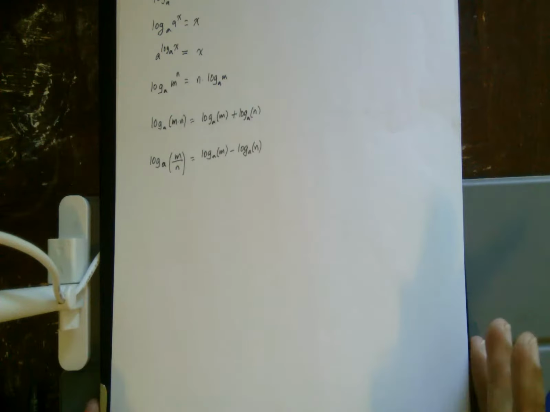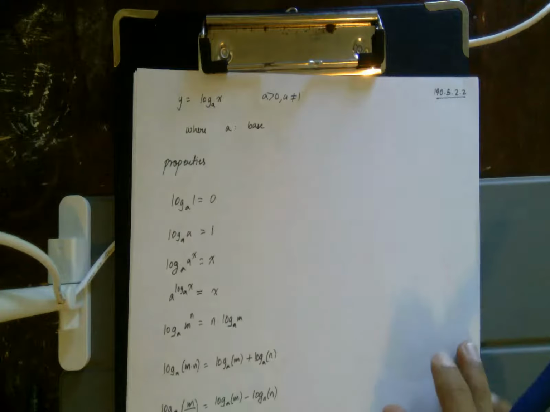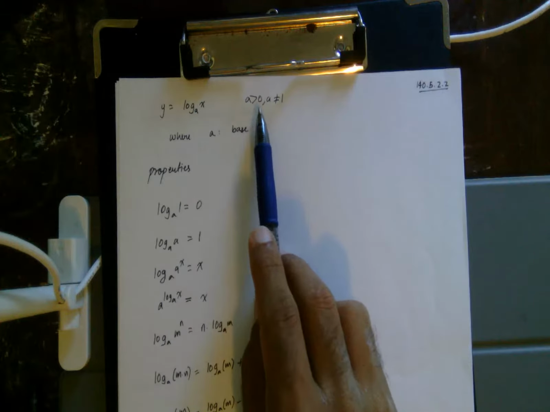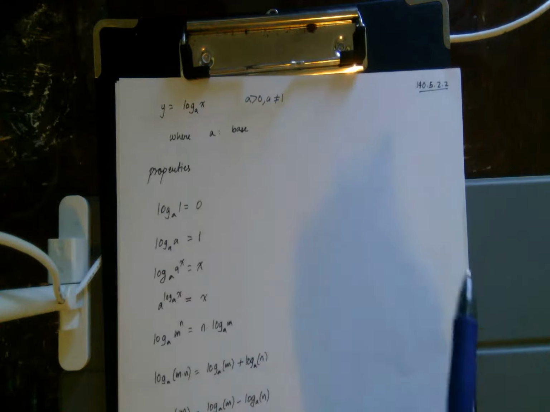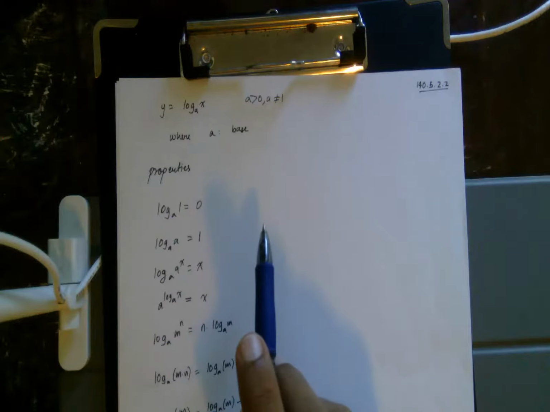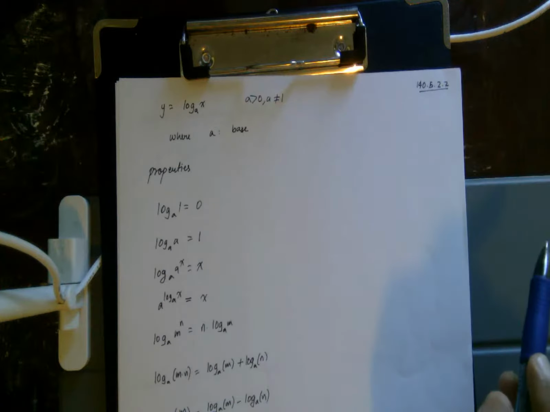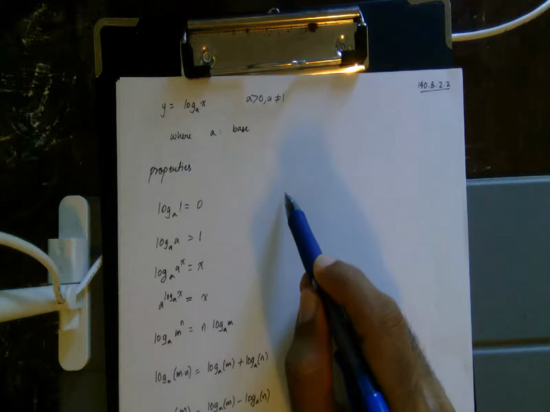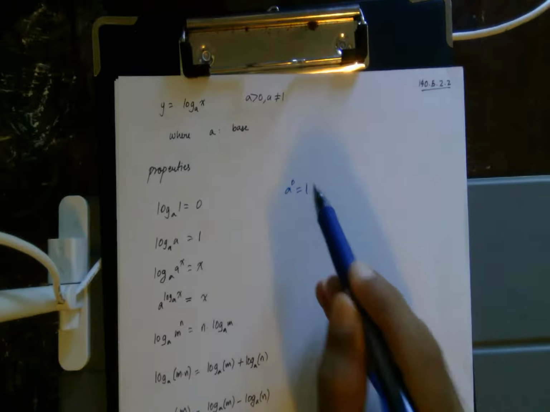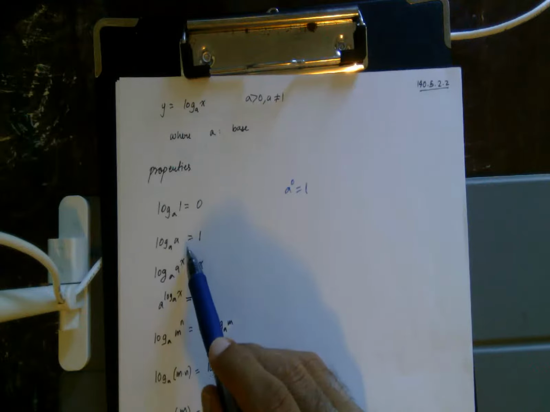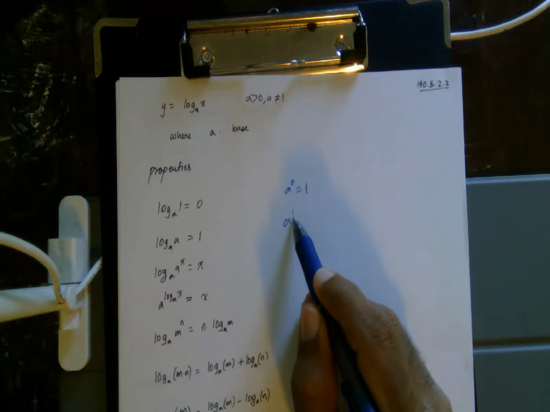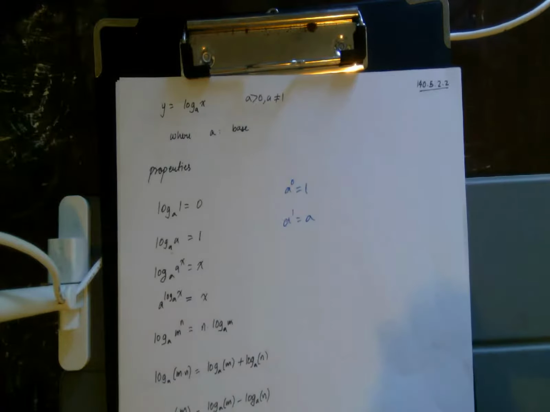Formal definition: y equals log base a of x, where a is the base, and again the same conditions, positive but not 1. Now we have some properties which follow naturally from the exponential property. Log of 1 is always 0, because a to the power 0 is always 1. Similarly, log base a of a is 1, and that's because a to the power 1 is a.